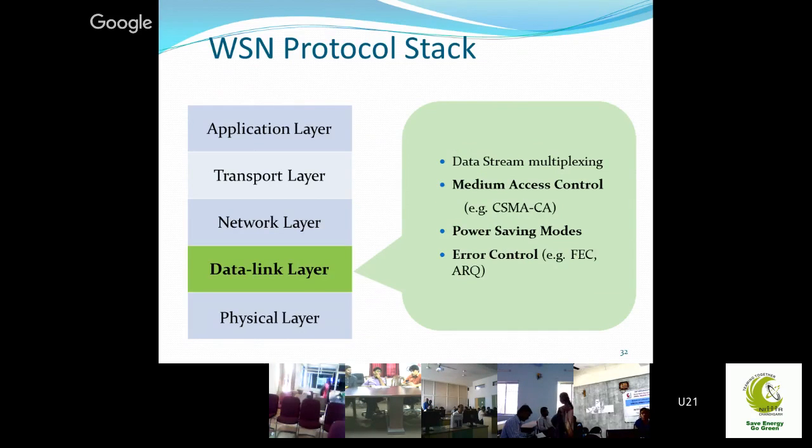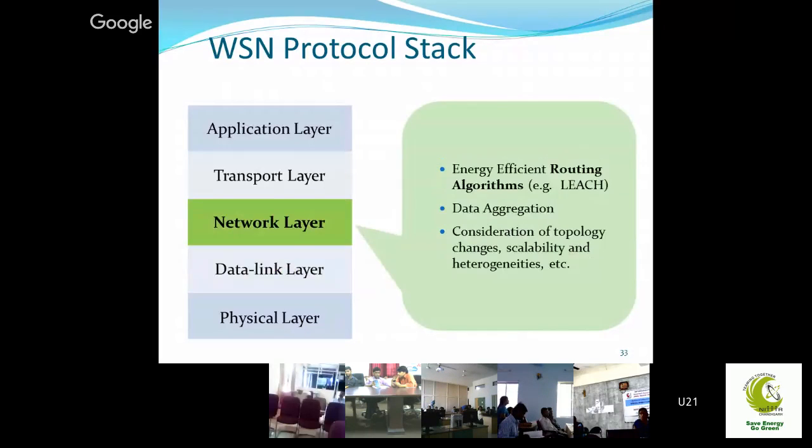Then your data link layer is how you are going to access the channel. Generally, it uses CSMA/CA, carrier sense multiple access with collision avoidance. And other error control techniques like forward error correction codes and automatic repeat request codes are also implemented at this particular layer. Then the network layer is one of the very interesting layers because we consider routing at this layer.